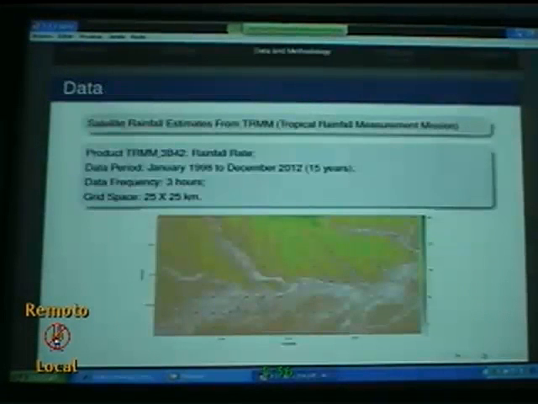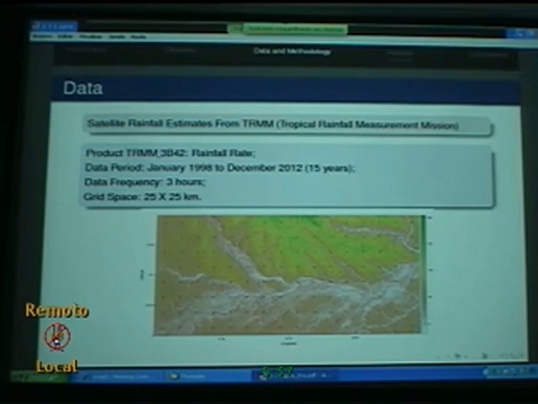And here we have a slide about data. We use data from TRMM, the Tropical Rainfall Measuring Mission, and the product used was 3B42. It is a rainfall rate, and the data frequency is 3 hours, with a grid spacing of 25 kilometers. And here we have the spatial distribution of the grid points.